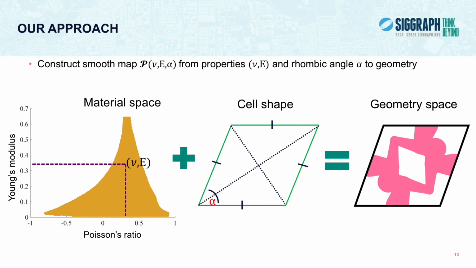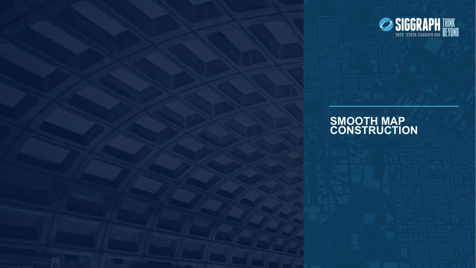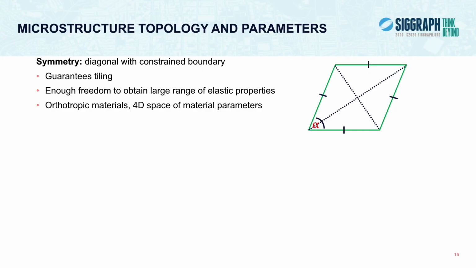Our approach then relies on building a smooth map from material properties, Poisson's ratio nu and Young's modulus E, and shape of a rhombic cell, defined by angle alpha, to a geometry that fits that cell shape and has isotropic homogenized properties matching nu and E. Now we can start talking about our map design.